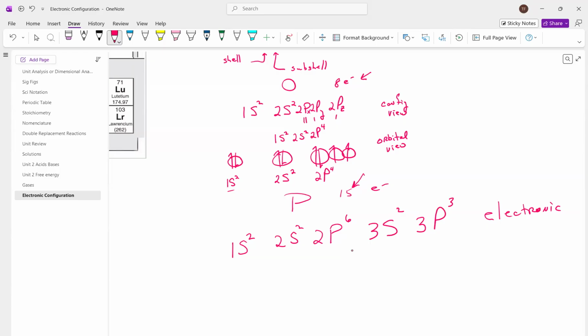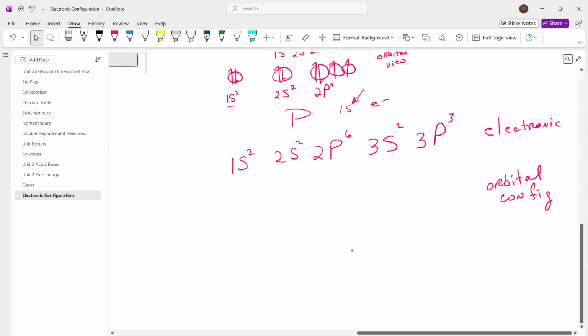Okay, so let's do the orbital configuration for this. All right, so we've got, do you see the pattern though? It's a pattern.